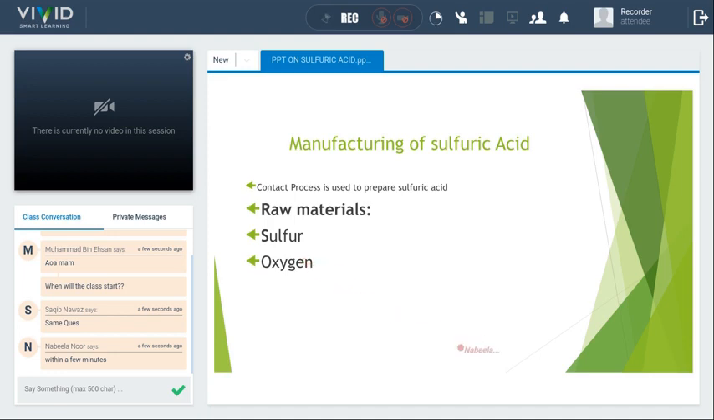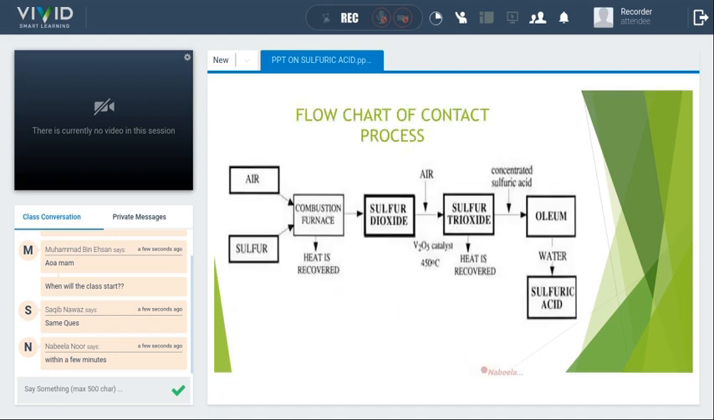This is a flow chart of contact process. First of all, sulfur and oxygen are introduced into a combustion furnace where both of them react together and form sulfur dioxide. Then sulfur dioxide is oxidized to form sulfur trioxide in the presence of a catalyst, vanadium 5 oxide, 450 degrees C temperature, and the pressure is 2 to 3 atmosphere. Then sulfur trioxide is mixed with concentrated sulfuric acid and we get oleum, and oleum is dissolved in water to form sulfuric acid. This is the flow chart of contact process.